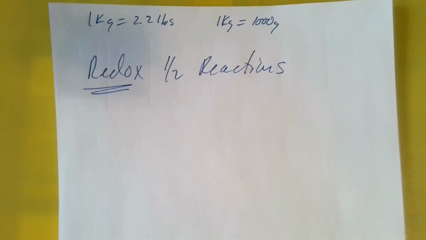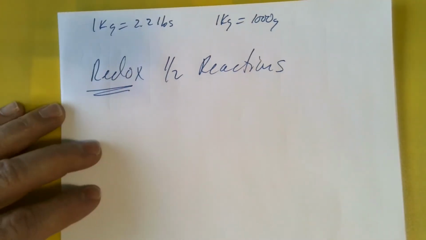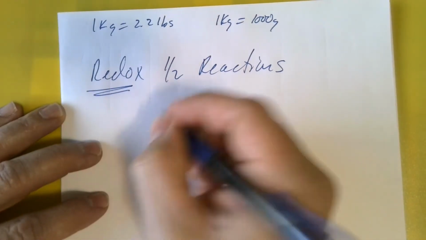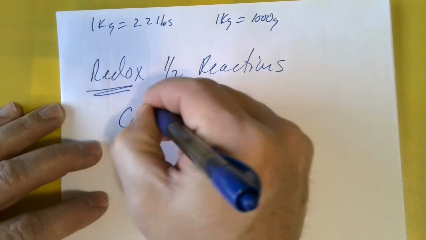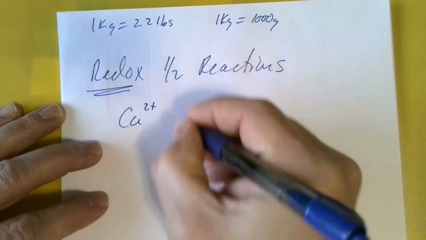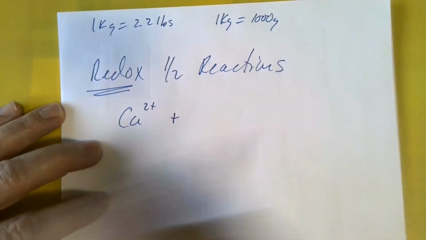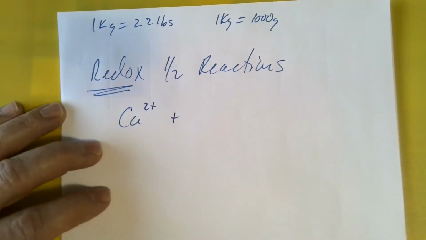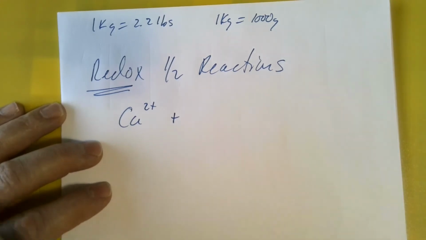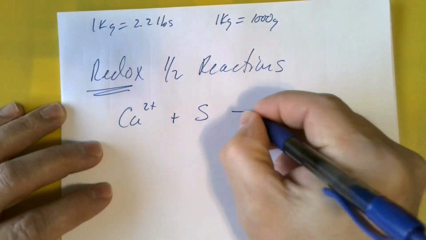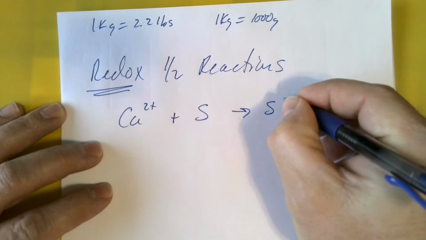I just realized that I forgot to bring home a periodic table. Crap. But this will work. So let's say I go with calcium 2 positive plus, does anybody have a periodic table? What's right below O? Sulfur. Plus sulfur yields sulfur.